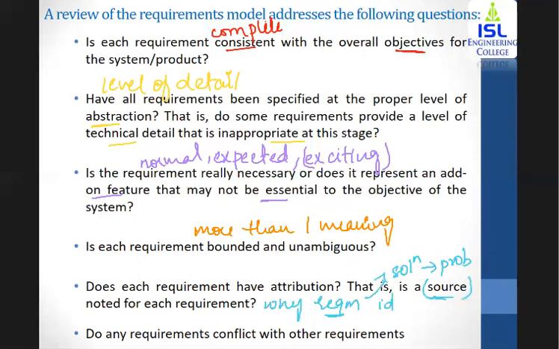Then the next one is, do any requirements conflict with other requirements? Now, conflict means whether it is affecting some other requirement or not. You're going to identify whether one requirement is affecting another requirement. That is, suppose you're implementing one requirement, it is not easy for you to add another requirement. It is affecting the other. That is, if one is there, the other cannot exist at the same time. Whether there is such a scenario or not, you're going to identify that.